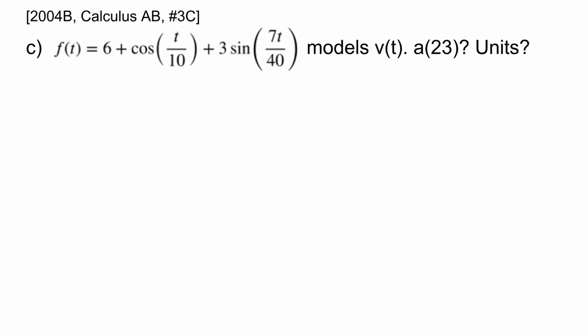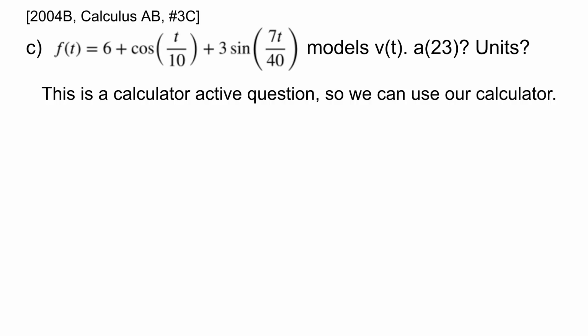In part C of this question, we are provided with a model, f of t equals 6 plus the cosine of t over 10 plus 3 times the sine of 7t over 40 as a model for v of t, and we are asked to calculate a of 23 and to provide the units. This is a calculator active question, so we will use our calculator.